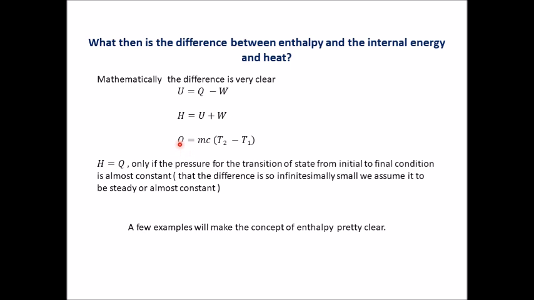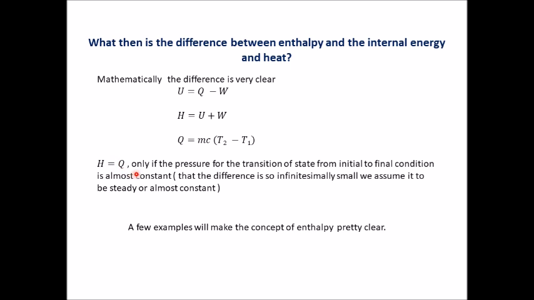Now, what is Q? Q is equal to the heat absorbed or the heat lost by the system. It is given by the formula Q equal to M into C into T2 minus T1, where M is the mass of the system, C is the specific heat of the matter in the system, T2 is the final temperature, T1 is the initial temperature.